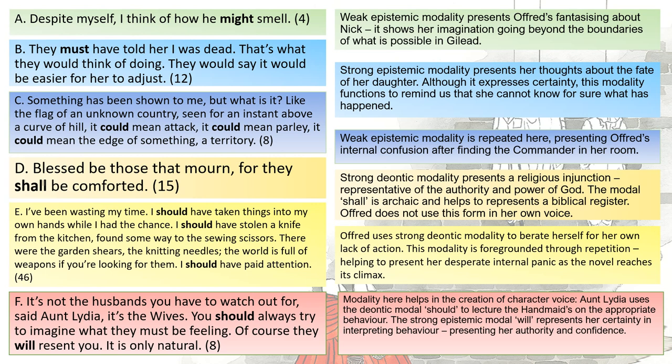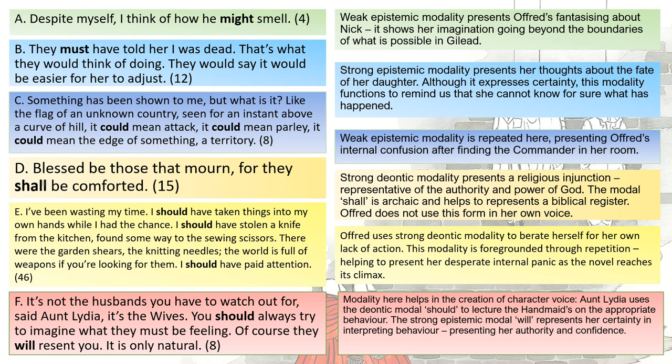For D, we get this strong moral deontic modality, the religious injunction, and that modal shall occurs in the biblical passages because it has a slightly archaic, outdated feel. We tend to use will in modern speech, so it's helping to construct here a kind of biblical register.